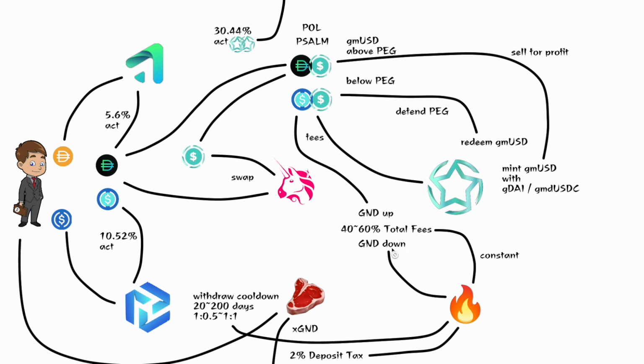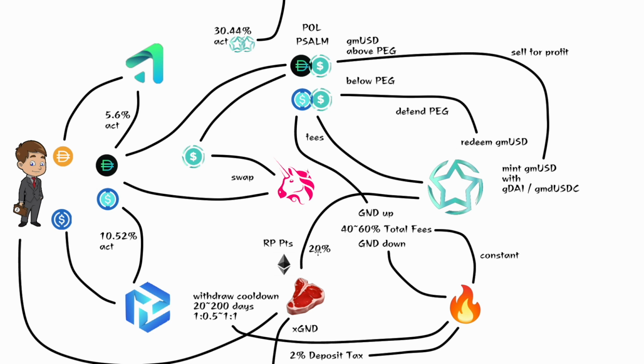Now, when GND is doing badly, then they will use that money to defend the peg or defend the price of GND further, with more power. Now it says 40 to 60%, but it doesn't say anywhere in the docs how this 40 to 60% is changed or decided. It just says that 40 to 60% will be used in this manner. So that's a question that you can dig deeper into.